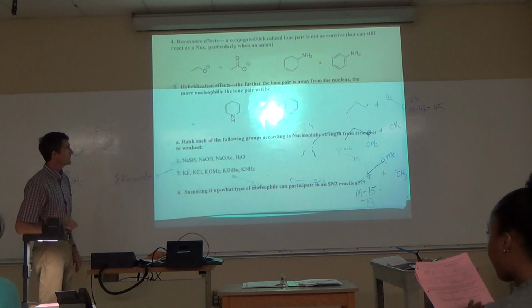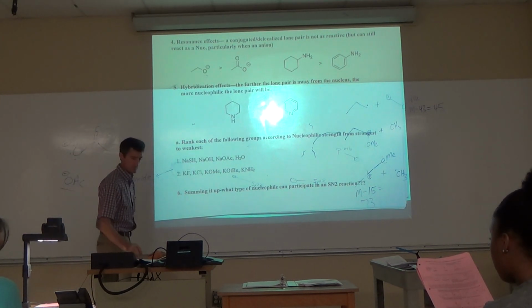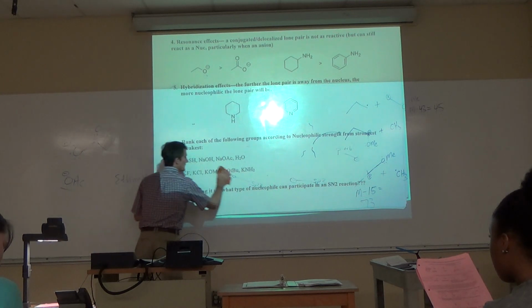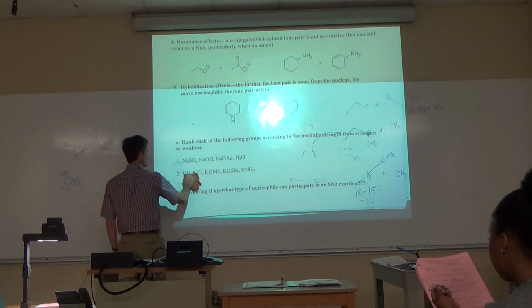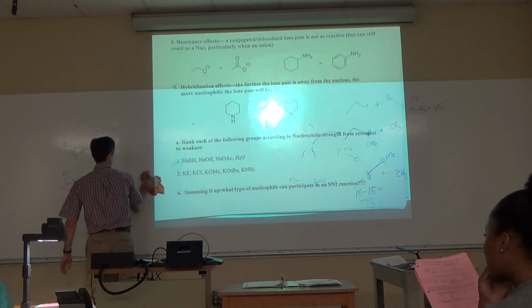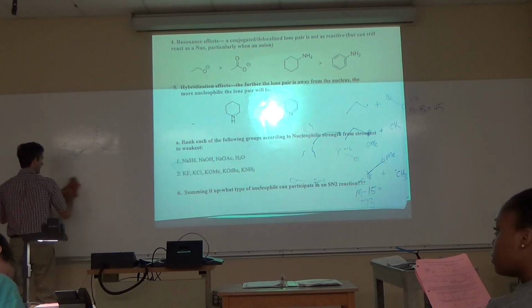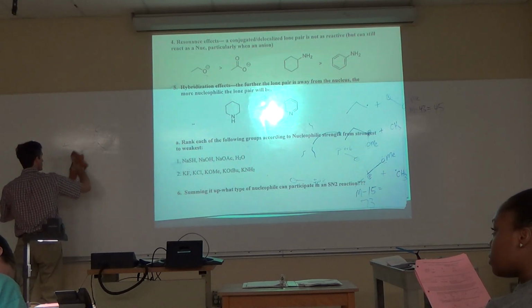Rank the following according to nucleophilic strength. What's the strongest nucleophile here, number one? These look like minus, minus, minus, right? That one's neutral. What can we say? Or we can do the opposite. Can you identify a weakest one or anything?